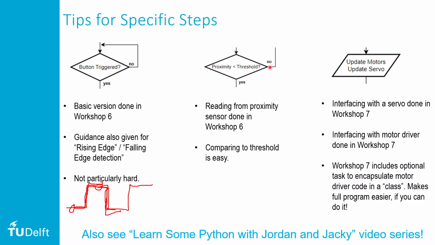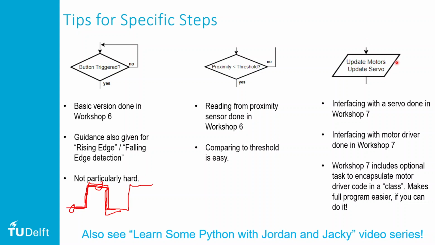Okay, for the proximity is less than threshold. Again, in Workshop 6, we are going to see how to read from the proximity sensor. Any of you who did digital interfaces last year would probably have done that already. It's quite easy. And then comparing that range value to a threshold is also very easy. It's just an if statement with a comparison. So in Workshop 6, we'll read from the sensor. We won't specifically compare it to a threshold, but that extra step is not very hard.